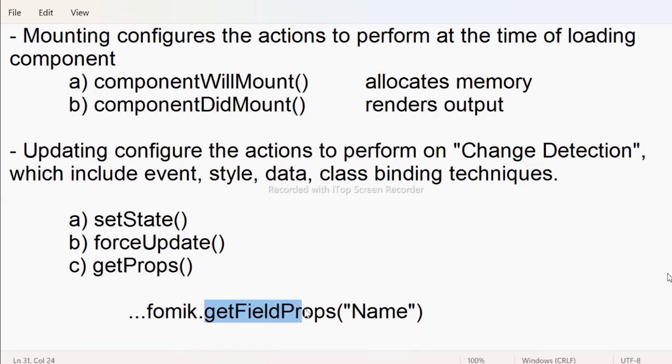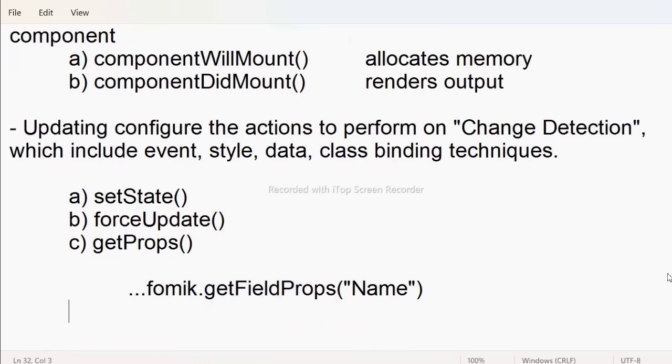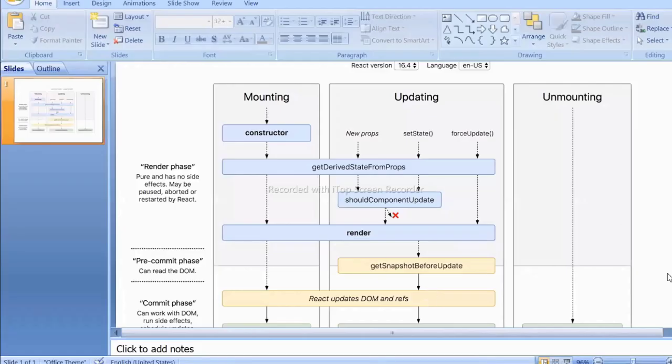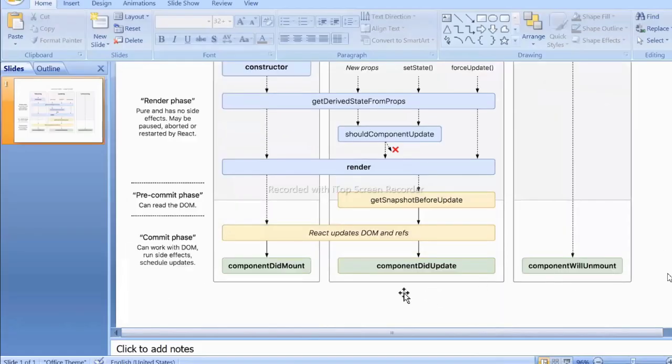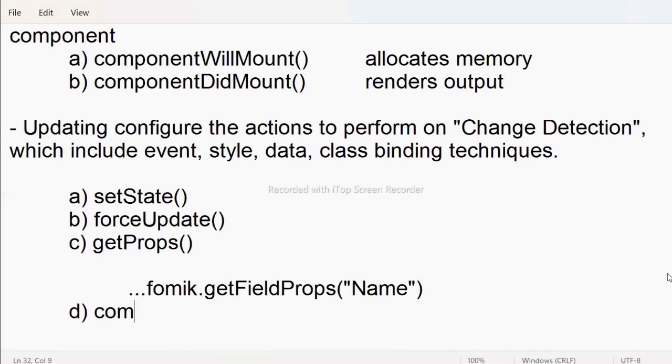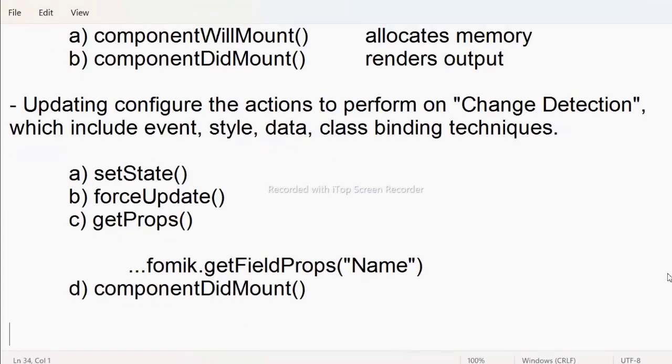This belongs to which phase? Updating. That means Formik is using this method as the updating method. That means it is accessing and handling that, right? That is it. And one more option is there. What is that? The option is the last one that is important. Component did mount. These are the options.